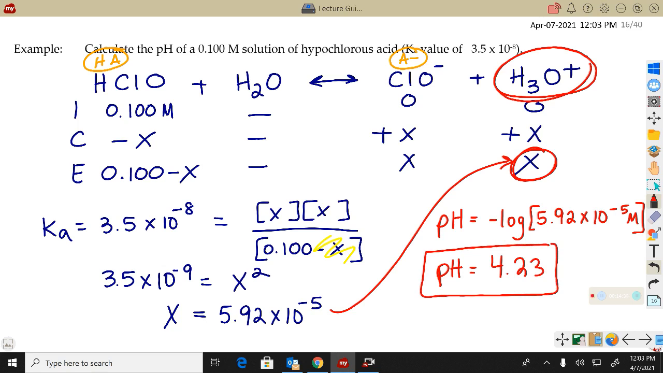So can you see that there's a lot of similarities in these weak acid ice tables? The only thing that's going to be different is the initial concentration and the value of the Ka. But otherwise, they're all set up exactly the same.